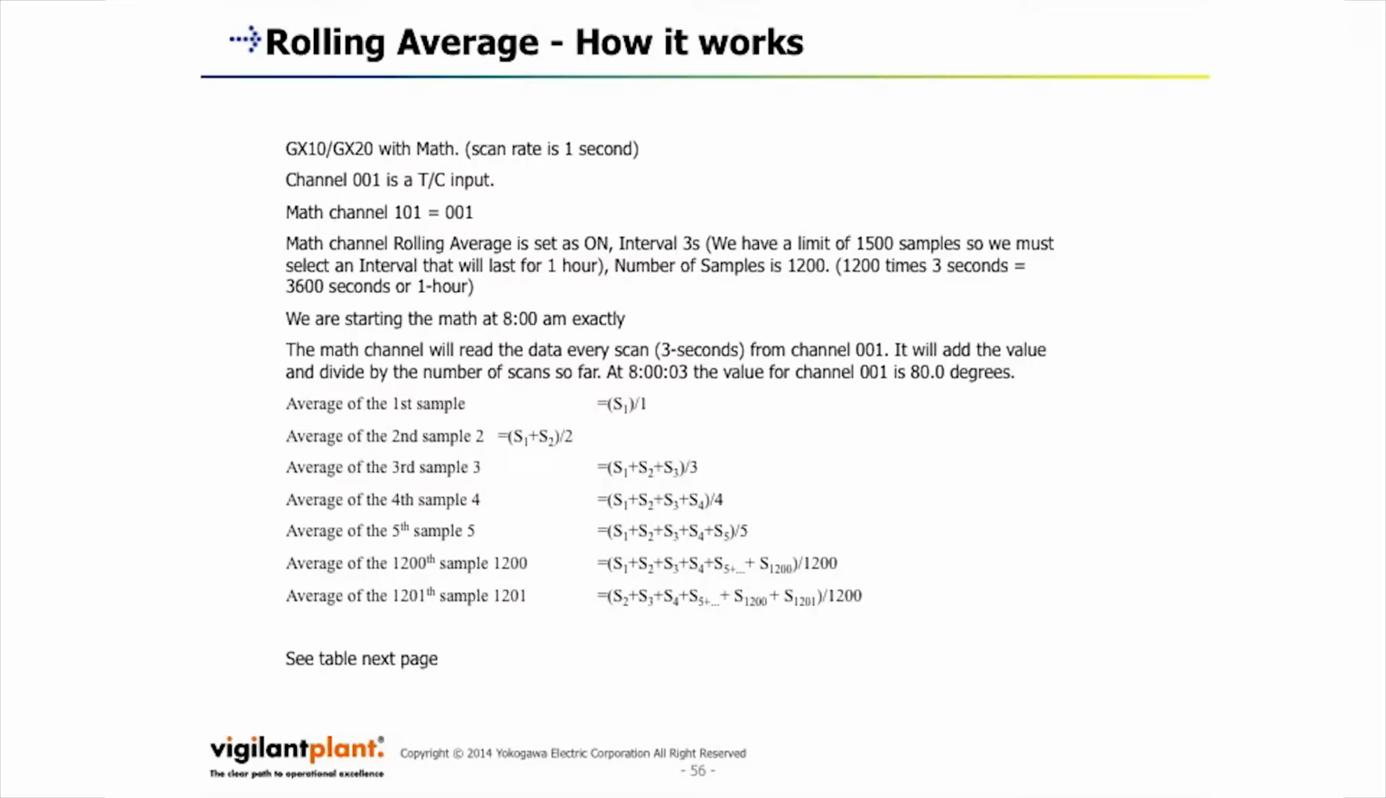the number of samples. In this example, it's 1,200 samples. Once we get to 1201, you'll notice that S1 is rolled out, and the S1201 sample comes in there, still divided by the 1,200. So this is a rolling average, or sometimes people call this a boxcar type average.